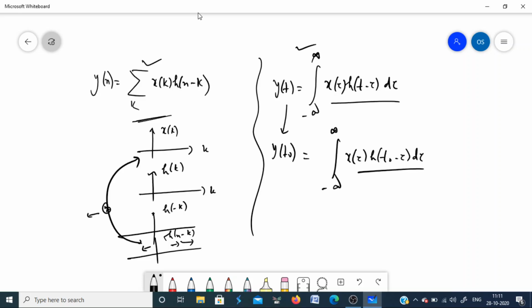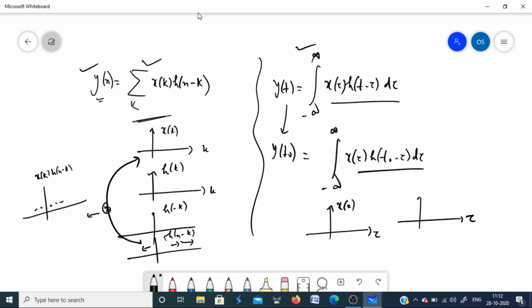You get a multiplied sequence, which is x of k h of n minus k, and then all those samples were added together, and you get y of n. So fold, shift, multiply and add. This is what we have done here, and the same will be done here. Now your signals x of t and h of t will first be represented in terms of tau. You have to write one function as x of tau, another function as h of tau. Then you have to compute h of t naught minus tau.